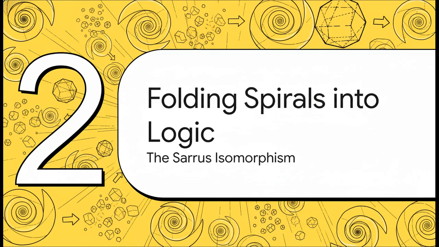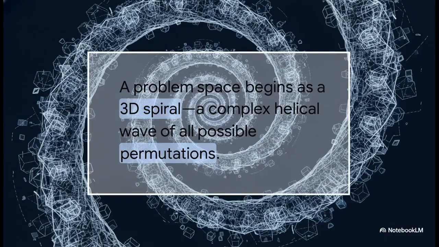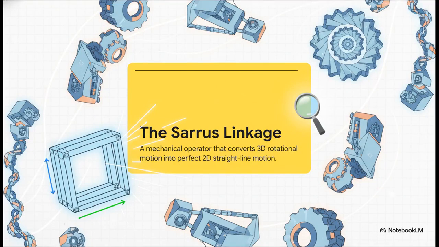Well, this brings us to something really cool called the Sarrus isomorphism. So try to picture any really tough problem. Don't think of it as a list of choices. Instead, picture it as this, a sprawling, three-dimensional spiral. It's like a wave that contains every single possible permutation, every single wrong turn and right answer. And trying to walk that spiral from end to end, that's what we call an NP-hard search. It's basically impossible.